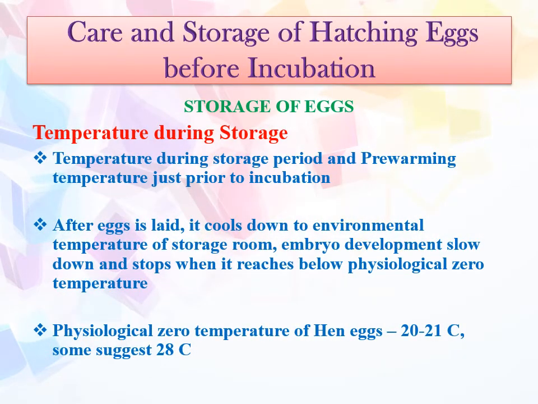So the first important factor is temperature during the storage of eggs. Temperature during the storage period and the pre-warming temperature just prior to incubation should be properly maintained. After an egg is laid, it cools down to the environment temperature of the storage room. Embryo development slows down and stops when it reaches the physiological zero temperature. The physiological zero temperature for a chicken egg is 20 to 21 degrees centigrade.